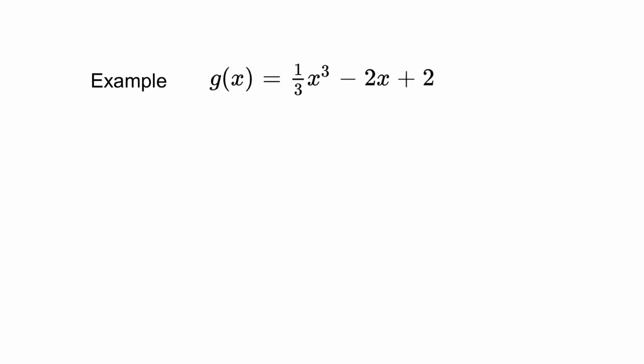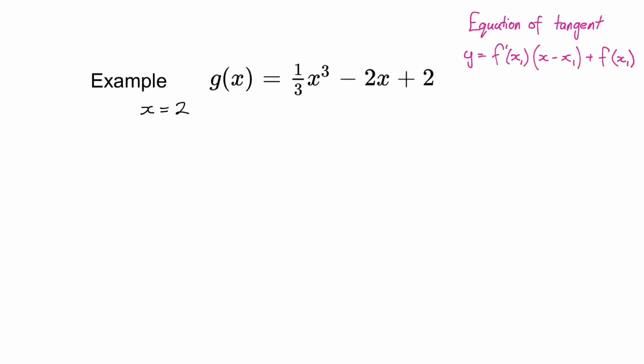Now we're going to work through an example, finding the tangent of our equation when x is equal to 2. Our equation for the tangent, so that you remember, is that y is equal to the derivative at a point, outside of x minus that point, plus the function value at that point. Our first step will be finding our function value at our x value.